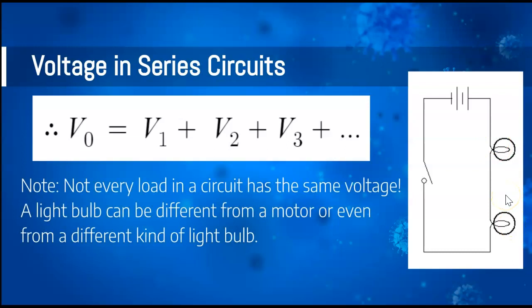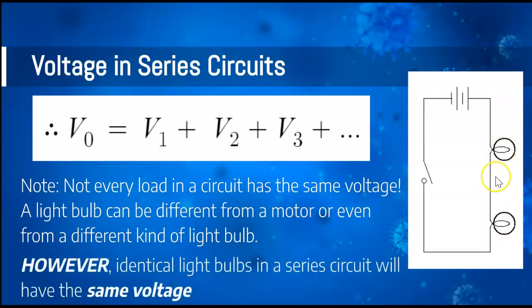Now, something to be careful about. That doesn't mean that every load in the circuit has the same voltage. It just means that they are each going to get some of the voltage. All right. So if I had a light bulb and a motor in a circuit, the light bulb might get more than the motor, or the motor might get more than the light bulb. It'll depend on the properties of the light bulb and the motor. However, if we have two identical bulbs, so if these two bulbs are the same, then they will have the same voltage. All right.